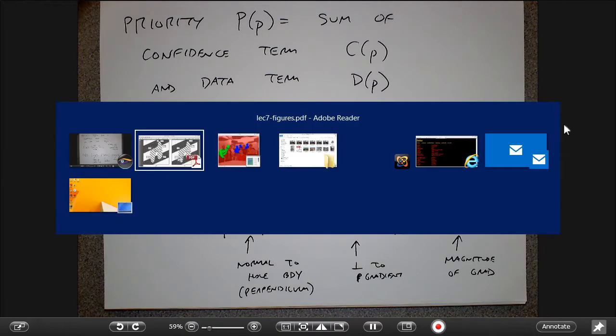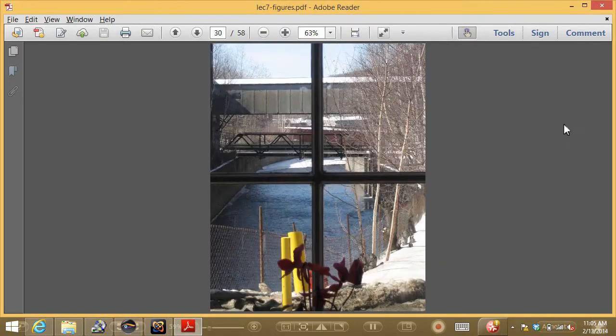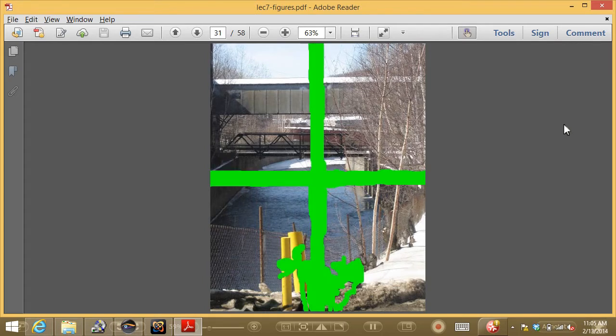So let me just show you some examples that will hopefully make it more concrete. So here's an example of an image. This is Mass Mocha, for those of you who've been to Mass Mocha. What I want to do is take this stuff out. I want to make it look like there was no window frame in the image, okay?